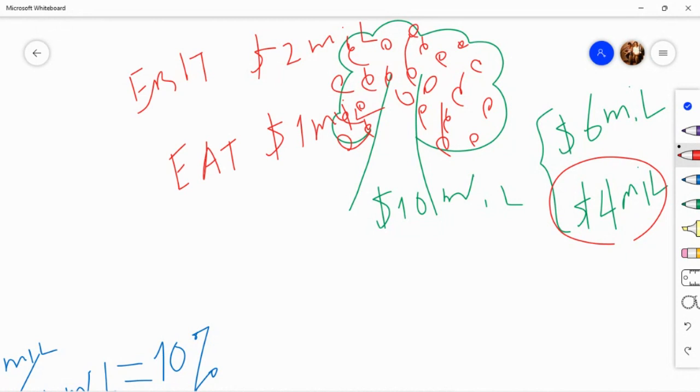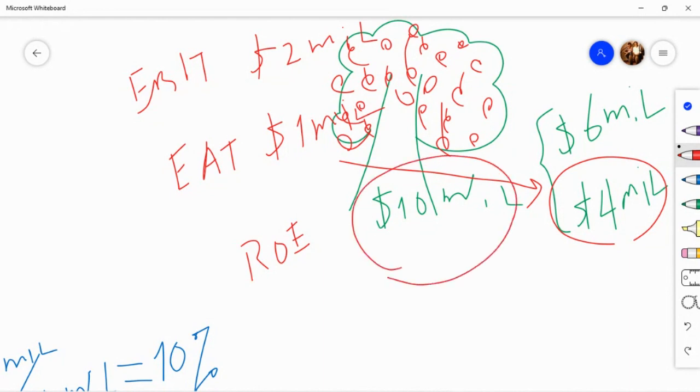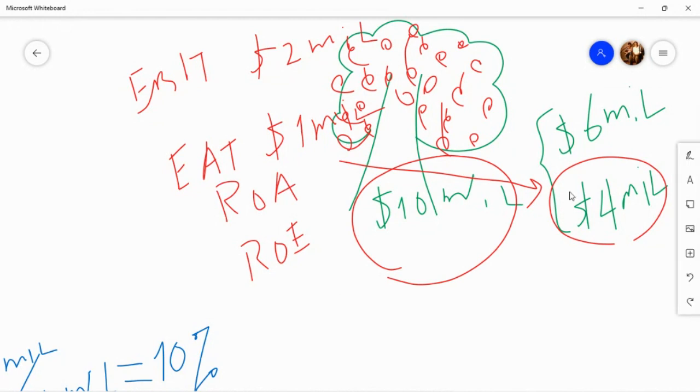And this 1 million belongs to whom? It belongs to you. So for you, you would want to know return on equity. You calculate that. But from the bank's perspective, this 1 million doesn't belong to the bank. The bank looks at the total value of your apple tree and how much final outcome the apple tree gave you. So the bank would be interested in looking at ROA. Make sense?